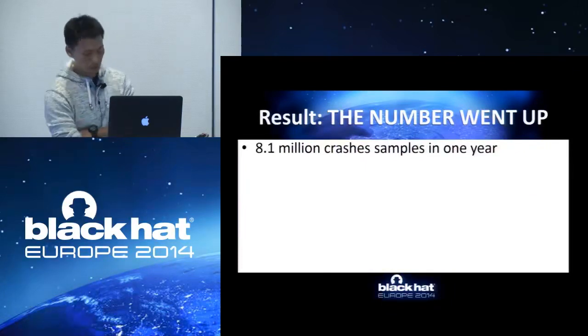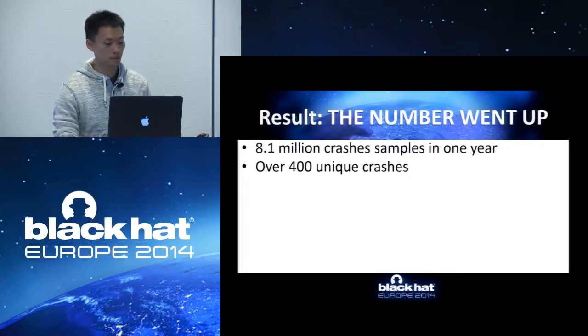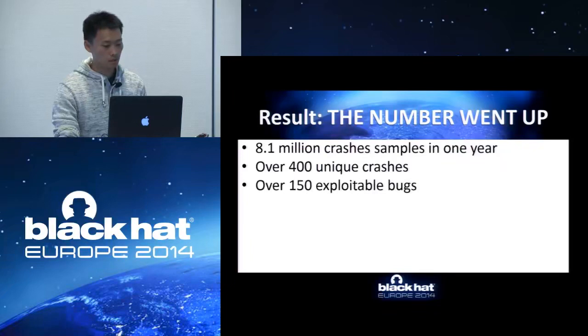Okay, here's the result. So far we have 8.1 million crash samples, and there are over 400 unique crashes. There are 150, we think, exploitable bugs. Why are there 400 unique crashes but only 150 exploitable bugs? Some of the crashes are not exploitable, and several crashes may point to the same root cause. So we think there should be 150 exploitable bugs.